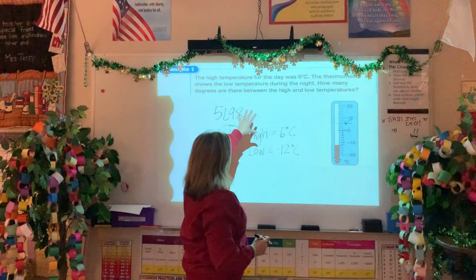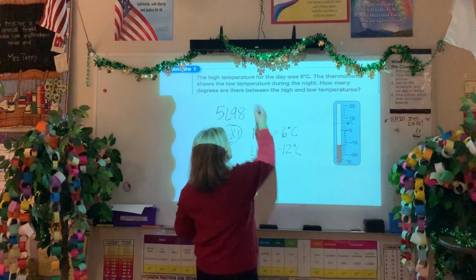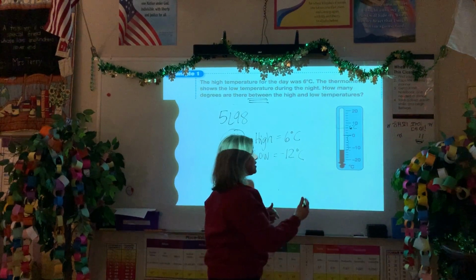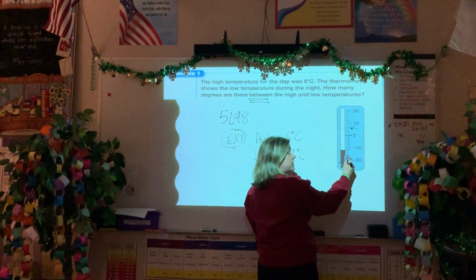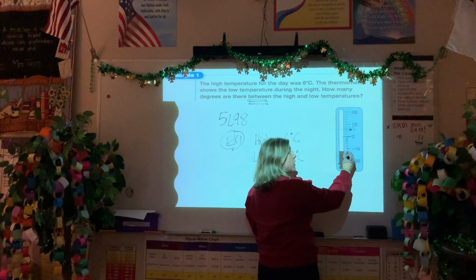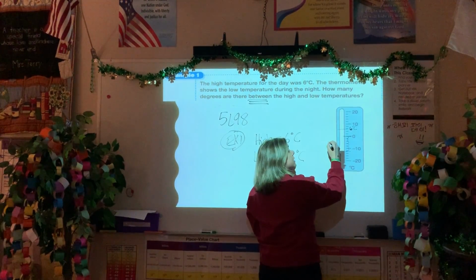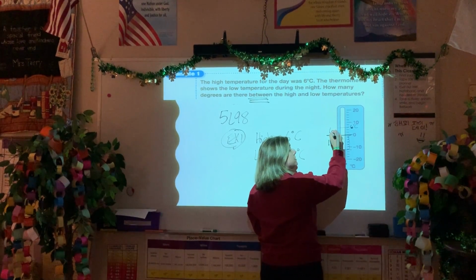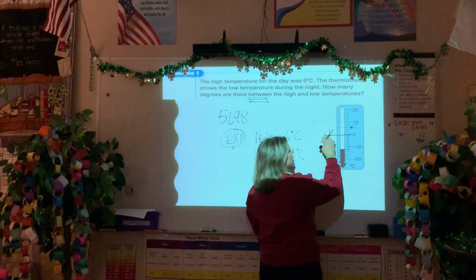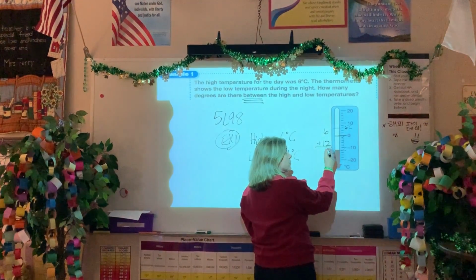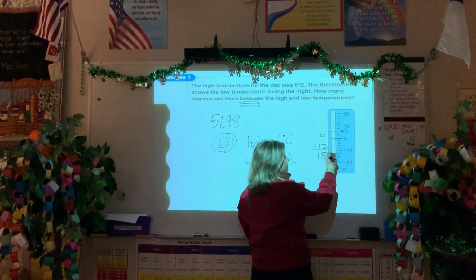But we want to find out how many degrees are there between the high and the low temperatures. So we're actually going to count all of the spaces in between them. So there are 12 degrees from the -12 up to 0. So we've got 12. And then from 0 up to 6, we've got 6. So we're going to add those together. I was just trying to draw that. So 6 degrees plus 12 degrees is 18 degrees.